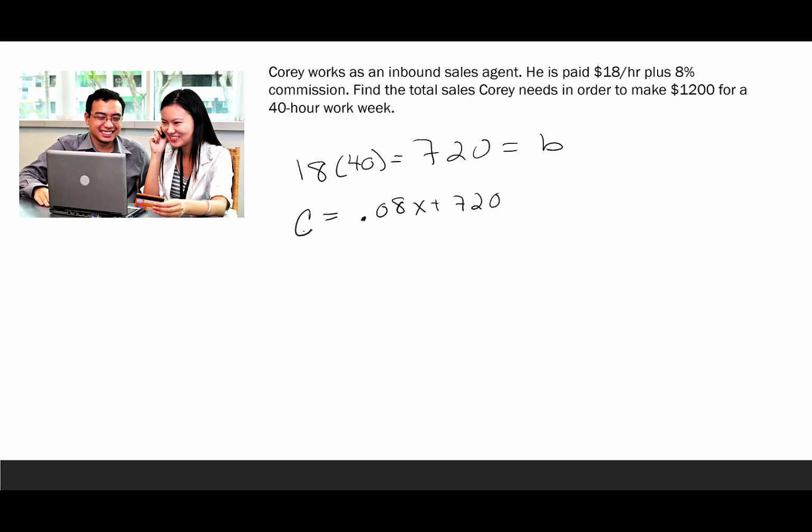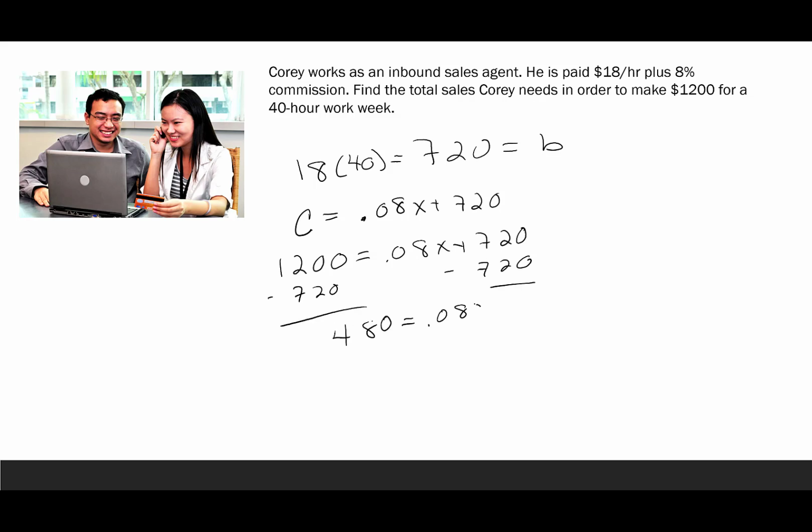Now what do we want this value of C to be? We would like it to be 1,200, so let's go ahead and put that in. 1,200 is 0.08x plus 720. We're finding out how much Corey needs to sell per week to hit his goal of a $1,200 paycheck. Let's subtract the 720, which is 480. And then we want to divide by 0.08. We have 6,000 is x.